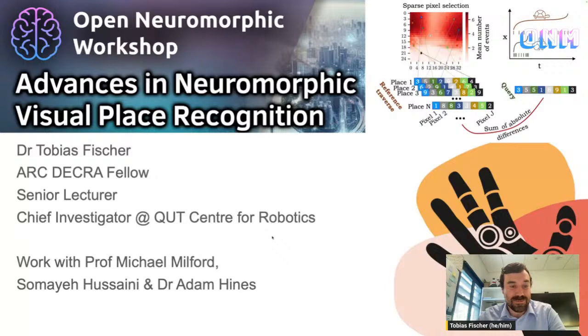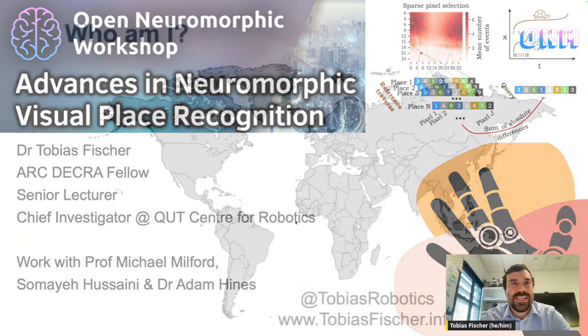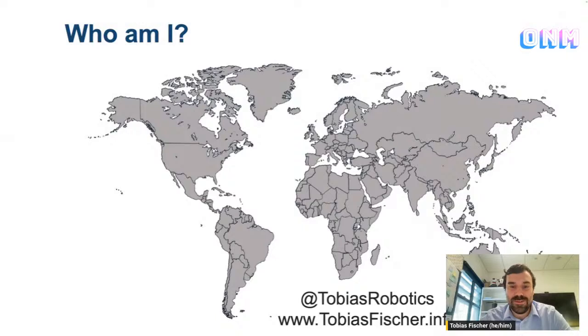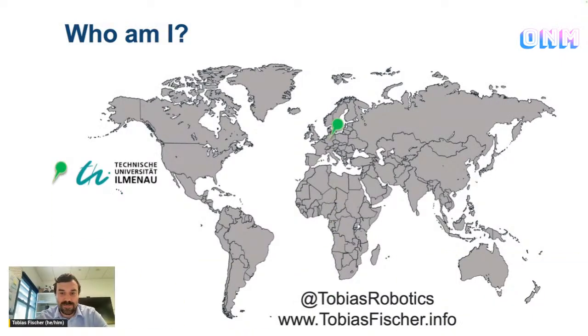The plan for me today is to mainly talk you through one of my papers on event-based vision and how we make it nice and fast and super simplistic, which I particularly like. But before we get there, I just wanted to give you a brief overview of how I got to where I am nowadays. If you want to check me out on LinkedIn or GitHub, Twitter, etc., my handle is typically Tobias Robotics. And I'm originally from Germany.